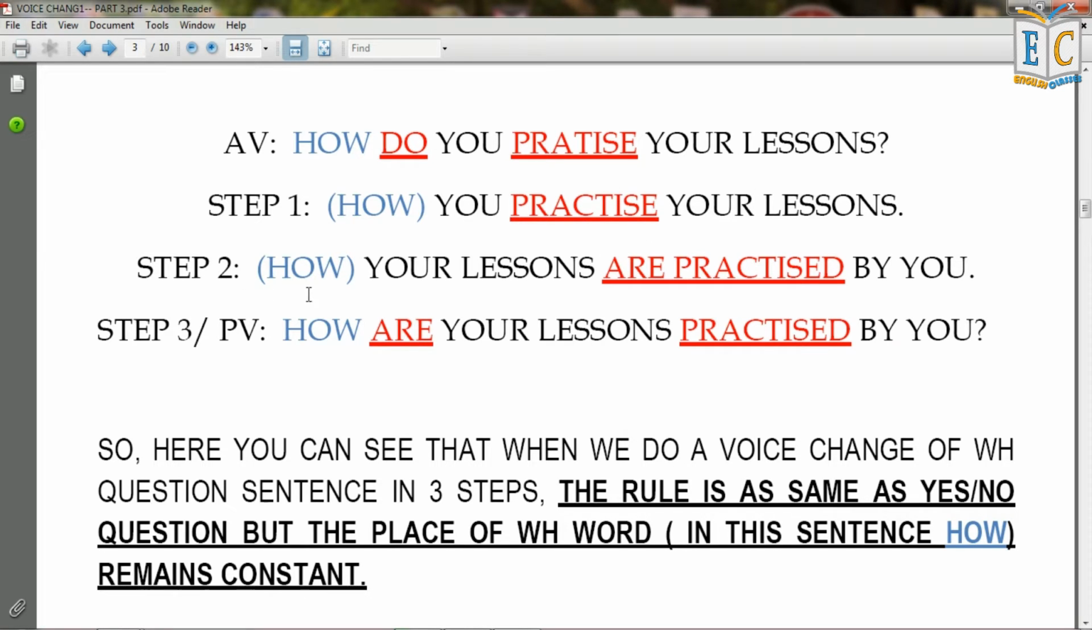Again, you have to keep the how constant, and you have to change the voice of this sentence. So your lessons are practiced by you. It is the voice change form of this sentence. In the final step, you keep the WH word constant and make this sentence a question sentence. So you have to take this auxiliary verb before the subject to make this sentence a question sentence. So it becomes, how are your lessons practiced by you?